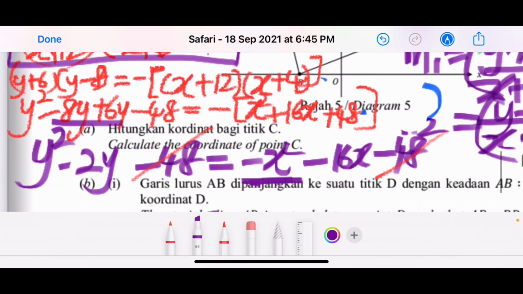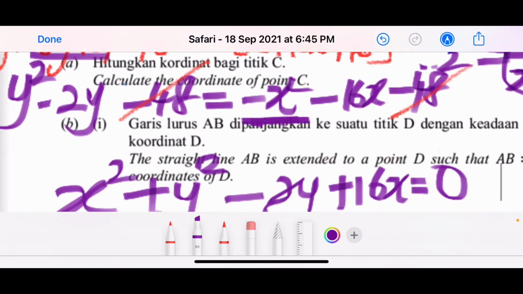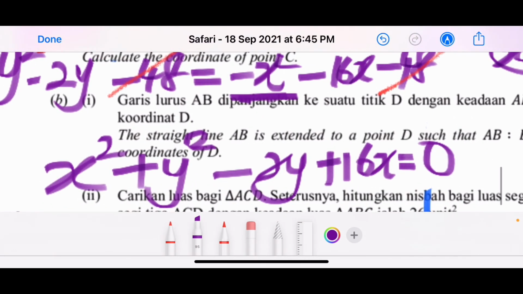So the final answer is this one: x squared plus y squared minus 2y plus 16x equals 0. Remember, equal to 0 is a must to write. That's all my sharing about the locus equation.